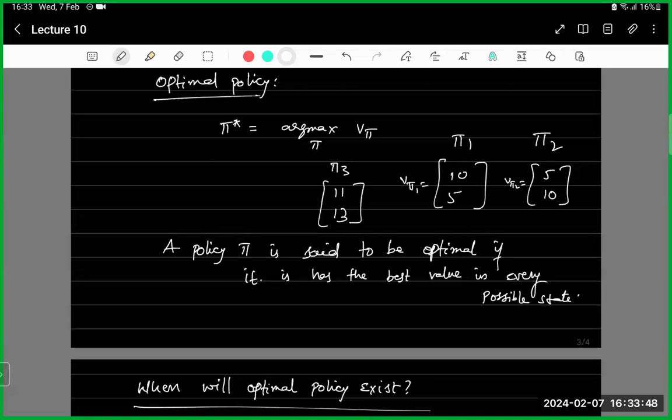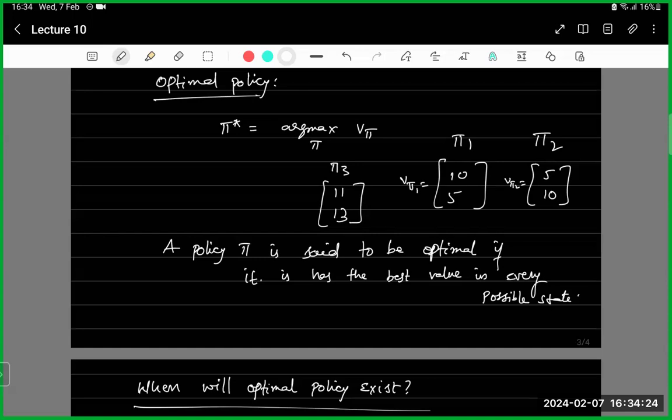Like if you change the definition and say, instead of measuring the performance of a policy as a vector, you just take the average of that vector and say that is the performance of my policy, then an optimal policy will always exist. If not one optimal policy, there will be multiple optimal policies, right? Because you are just comparing real numbers. Every policy's performance is a real number, and you can always say whichever policy has the highest real number, you call that the best policy.